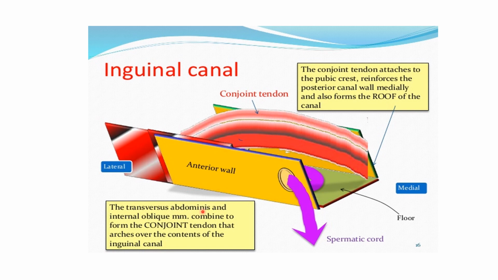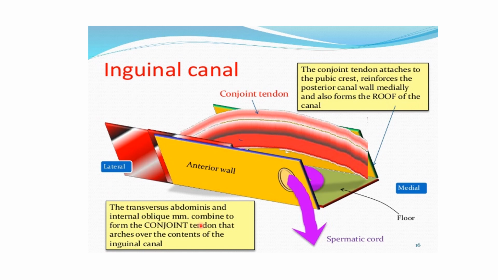So over here in this diagram you can see this is the anterior wall and this is the internal oblique enhancing it in its lateral 1/3, and this is the conjoint tendon arching over the cavity of the inguinal canal. The conjoint tendon attaches to the pubic crest, reinforces the posterior canal wall medially, and while arching it also forms the roof of the canal.